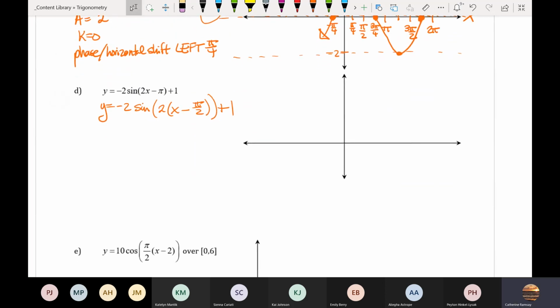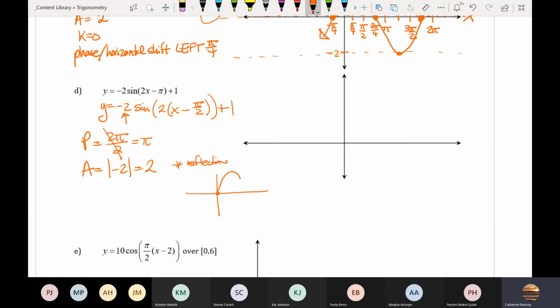Same steps. My period is 2 pi divided by b, which is 2, so then I get pi. My amplitude, notice that there is a reflection this time, but my amplitude is the absolute value, so it's still 2. We just have to make sure that we address the reflection. So the reflection over the x-axis: normally a sine graph goes median, up, comes back down like that. This time with the reflection it's going to be the median, but it's going to go down, come back. So that's with the reflection. Our fourth and fifth points will switch around essentially.